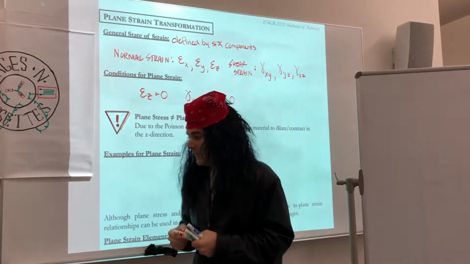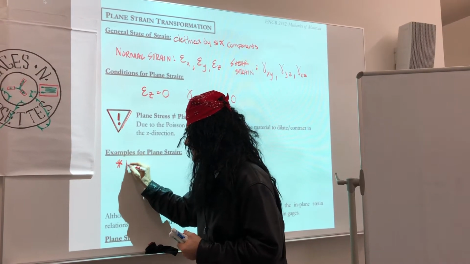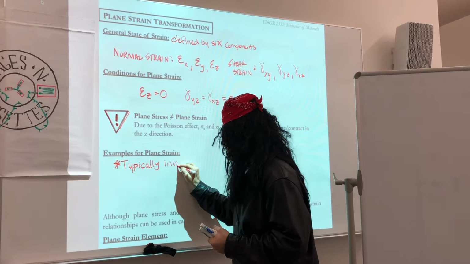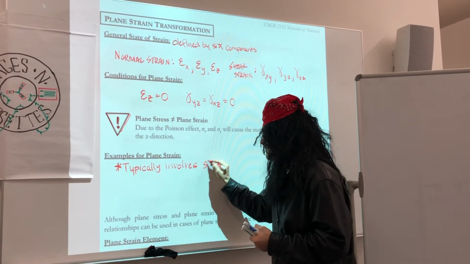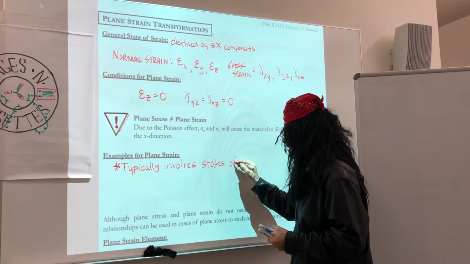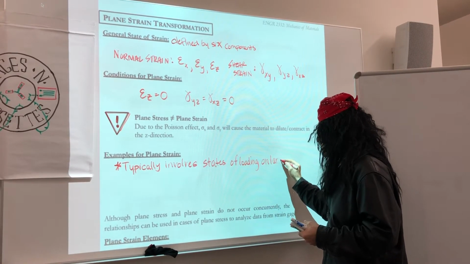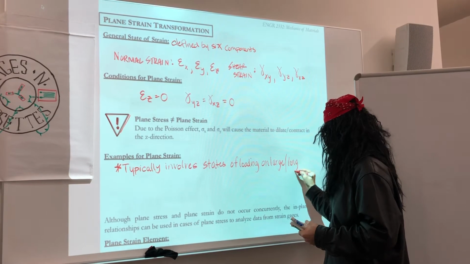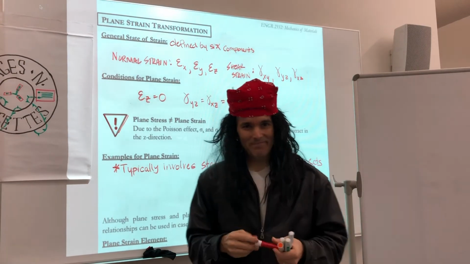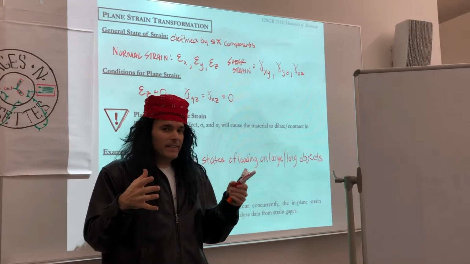Where do we see examples of plane strain then? I'd say they typically involve states of loading or states of strain on large or long objects. What does this mean? So think of a long or a large object, and we consider the strain on that.